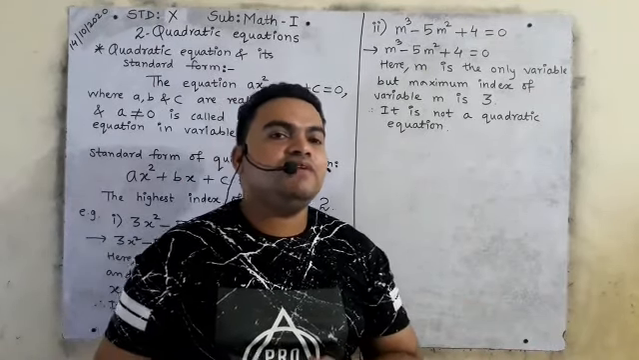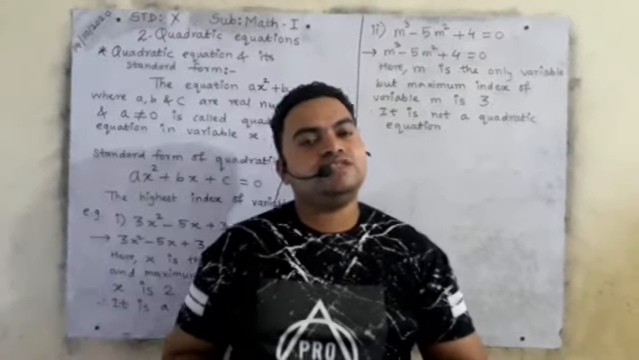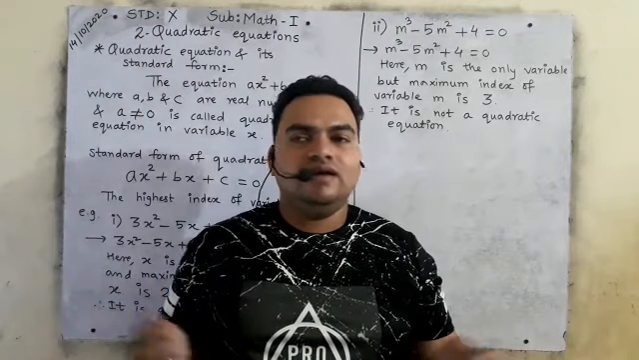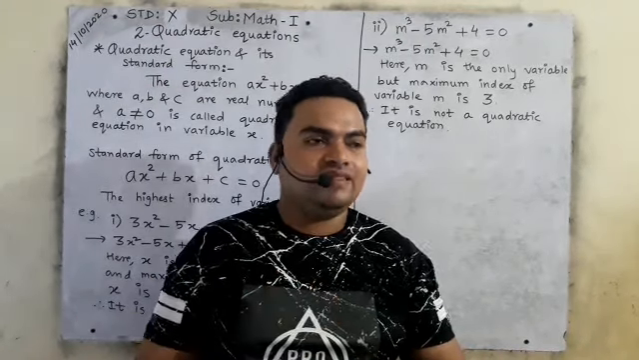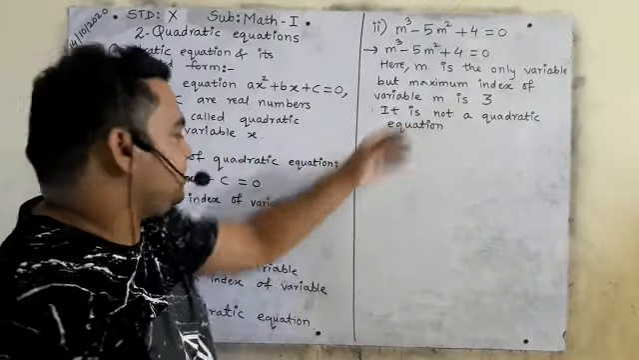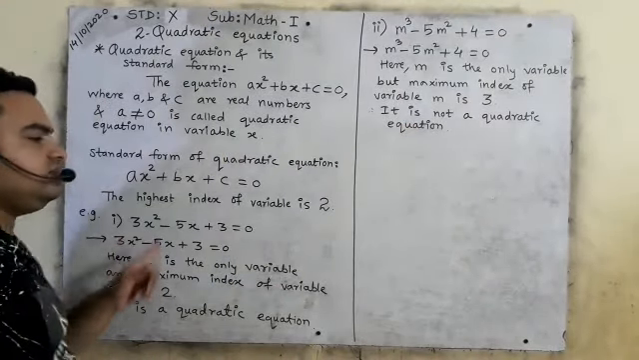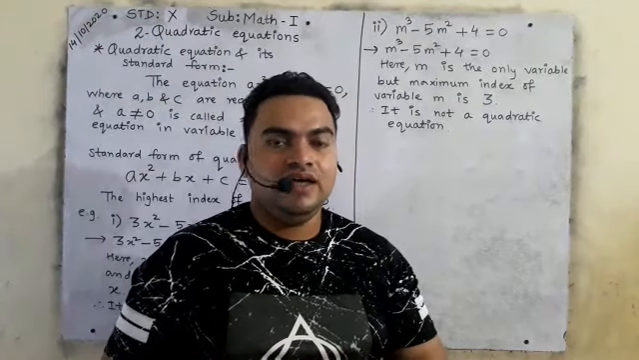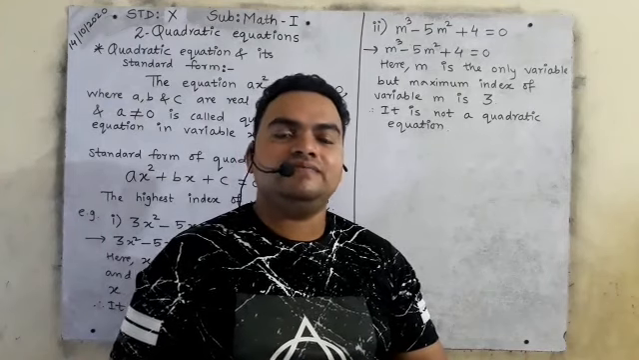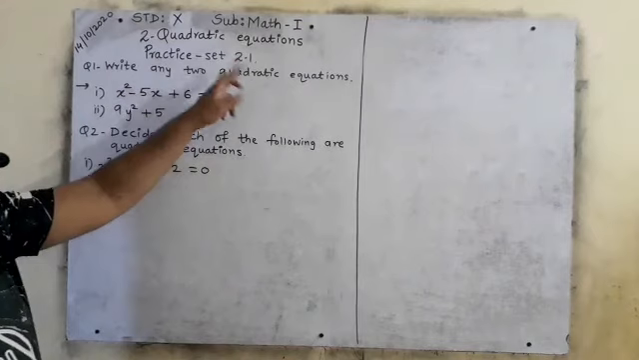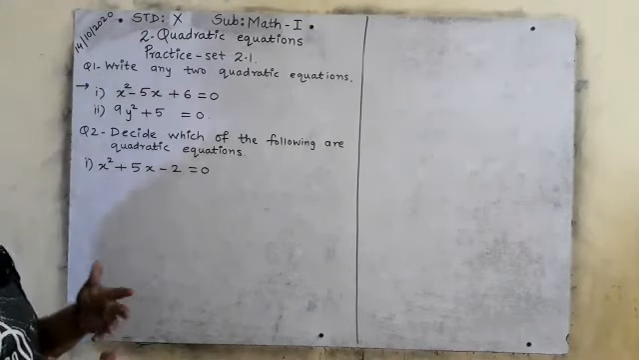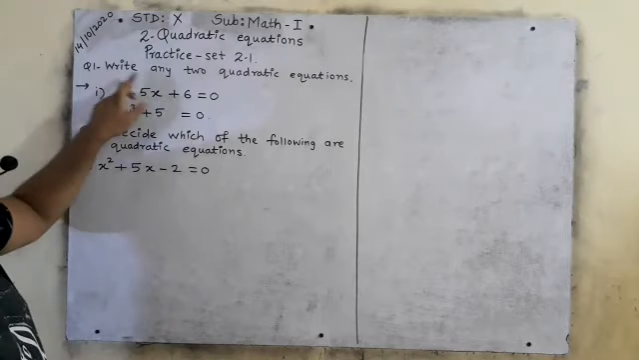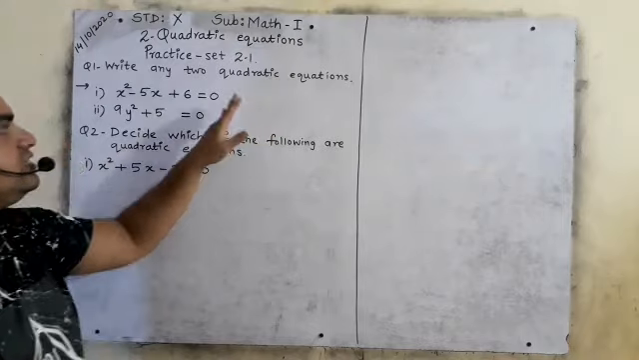So this is how we will start practice set 2.1, in which you have to write your own quadratic equations, and then you have to say, like this, whether the given equation is a quadratic equation or is not a quadratic equation, by utilizing these methods. I hope you understood, and now we will start the practice set. Question number 1 is a self question. You can write your own choice of equations. Write any two quadratic equations. So this is a self response.